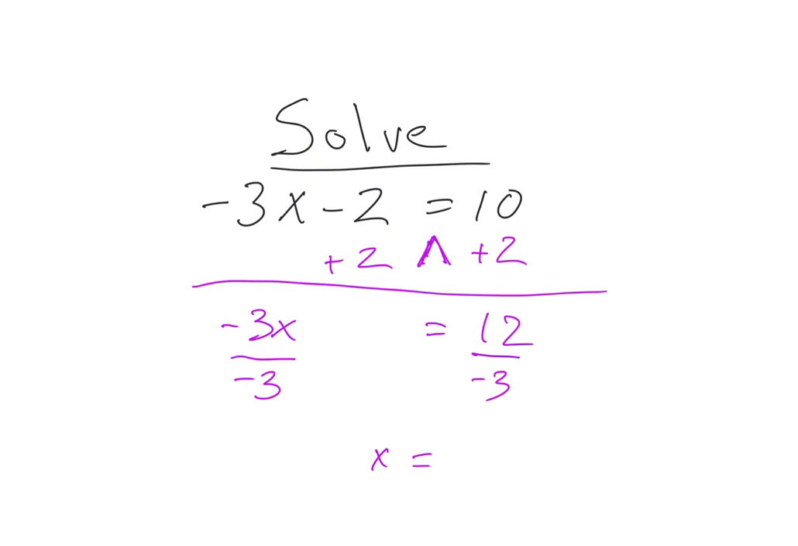-3 divided by -3 is 1. I'm left with 1x. And then 12 divided by -3 is -4. A good process, though, is to always go back and check and plug that in up there to see if it definitely works or not. So I'd say -3 times -4, because that's my x. -3 times -4, negative times negative is positive 12, minus 2 is 10.